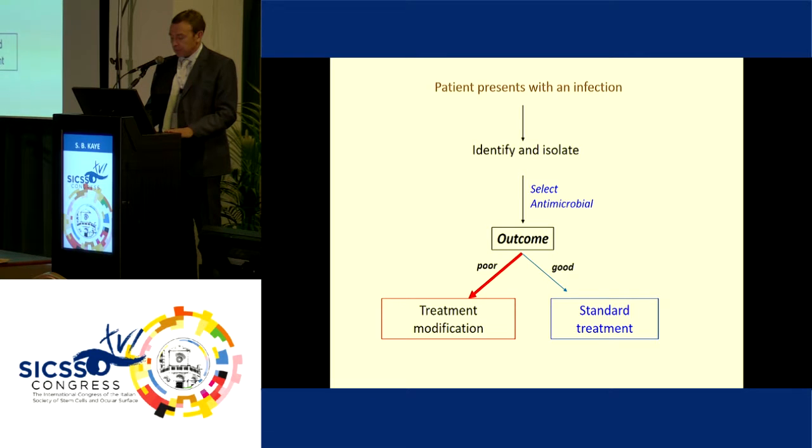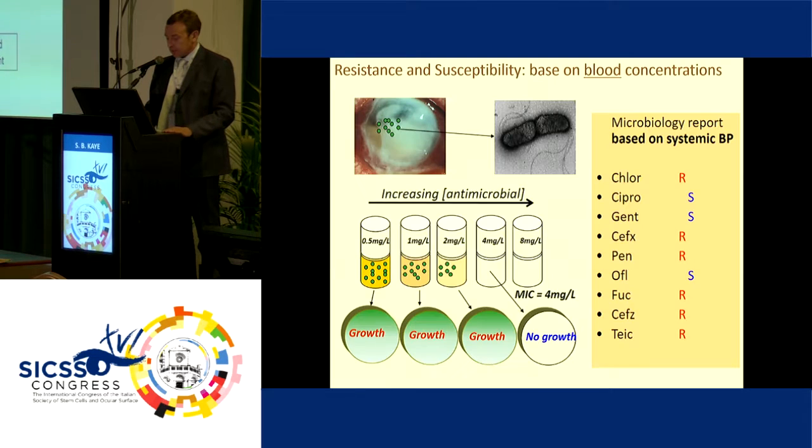And generally speaking, our outcomes are not terribly good with most cases of bacterial keratitis, as previously shown. The reports you get back in your clinical work tell you that the organism is resistant or sensitive, but what's critical to take on board is that this is dependent on the blood concentration of the antimicrobial, not on the concentration that gets into the eye, okay? So at the bottom here it says, for example, that the minimum inhibitory concentration is 4 milligrams per liter. That's what you need to get into the blood to kill the organism, not necessarily in the eye.